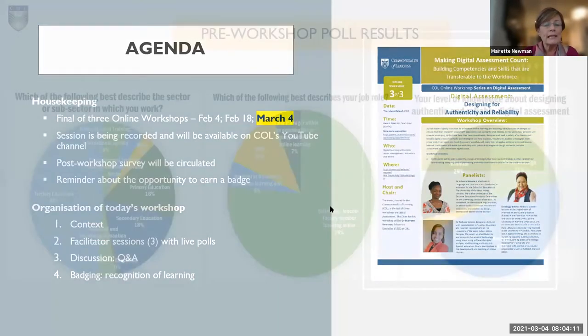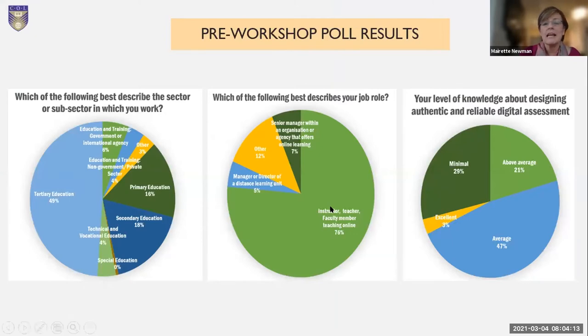So let's begin with a little bit of context. And I think the first interesting thing to start with is, who are we? Who are the people who are in this workshop today? Most of us, as you will see, are from the tertiary sector, almost half of us, but a sizable proportion have come from primary and secondary sectors. And I think that tells us something. It's also great to see that we have persons from ministries of education. We have education officers, consultants, researchers also joining in this conversation.